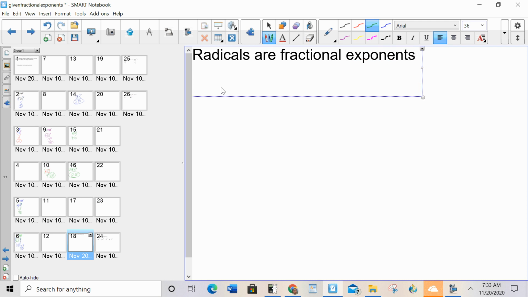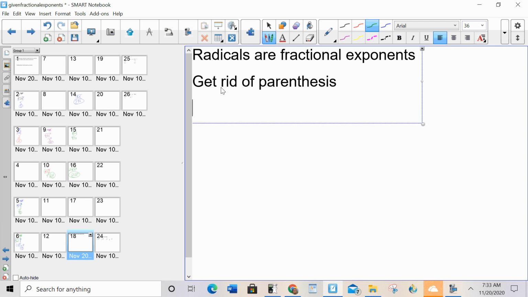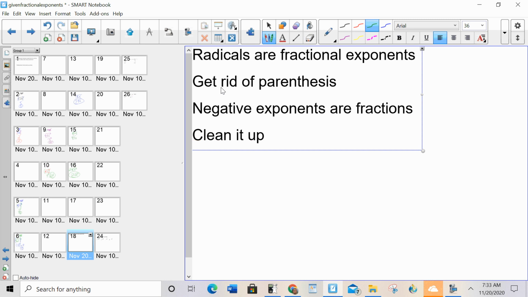Radicals are fractional exponents. Get rid of parentheses. Negative exponents are fractions. And then we need to clean it up. And that could mean a few things. It could mean multiply, divide, or put it back into a radical.